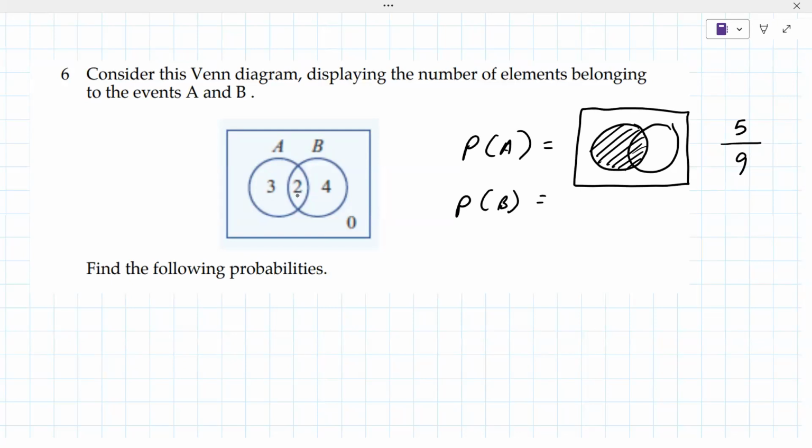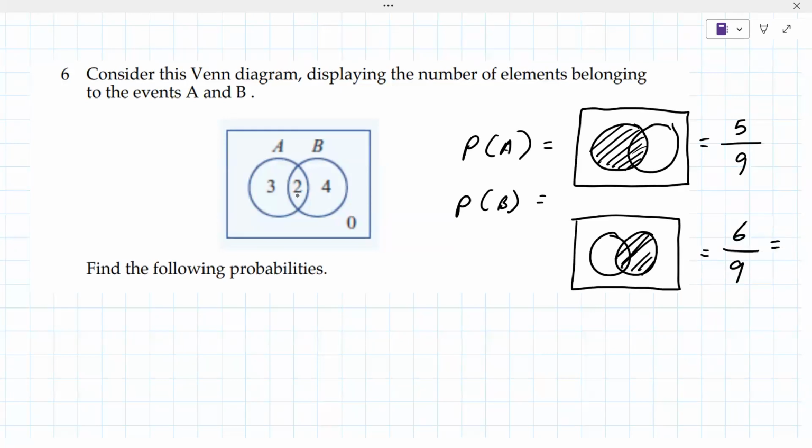And then B is the same way here. Draw the picture here in case you want to look at that later. It's everything including the overlap. So what would that be? That would be 6/9 or 2/3. Okay, good.